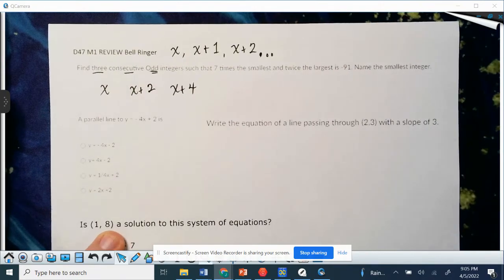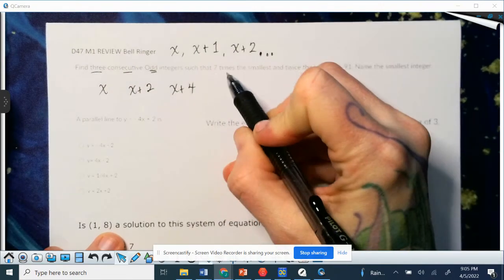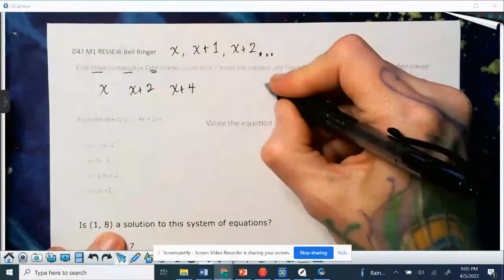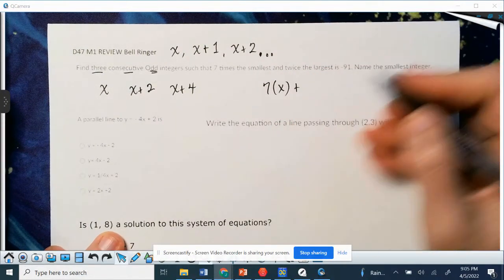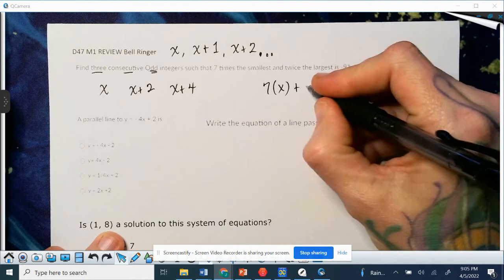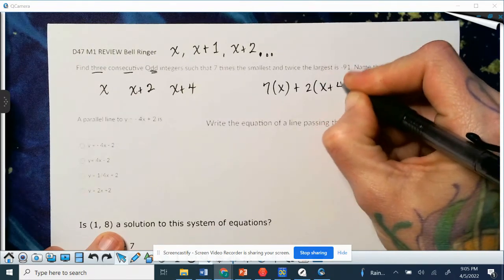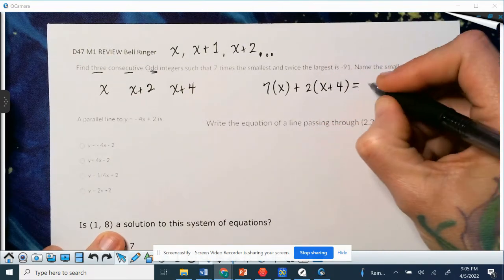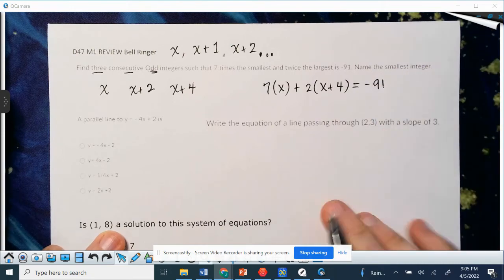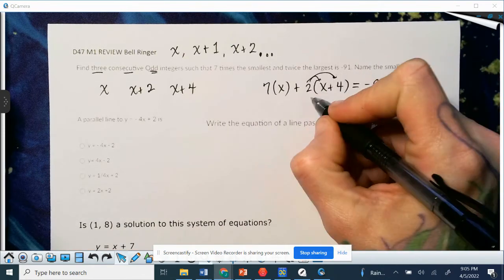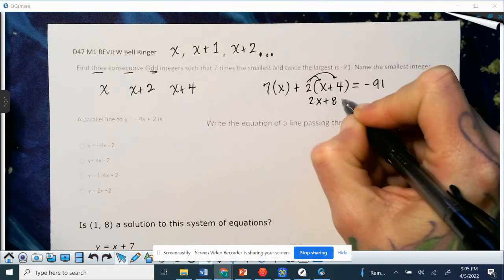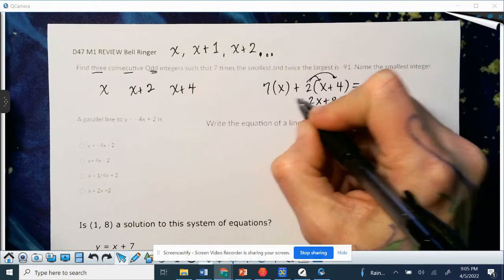We only need 3. Such that 7 times the smallest, so that's x, so 7x, and twice the largest, so that's x plus 4, so 2 times x plus 4 is, which is your equal marks, a negative 91. And now we need to solve for x. So we're going to distribute the 2. So 2x plus 8 equals a negative 91. Don't forget the 7x in the front.